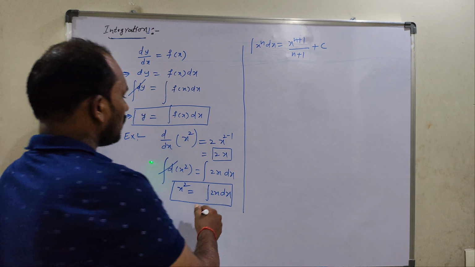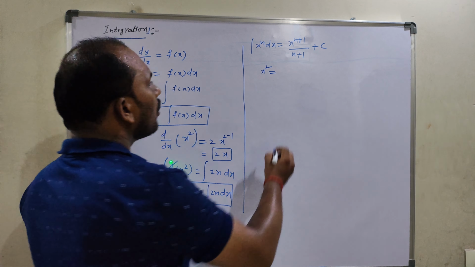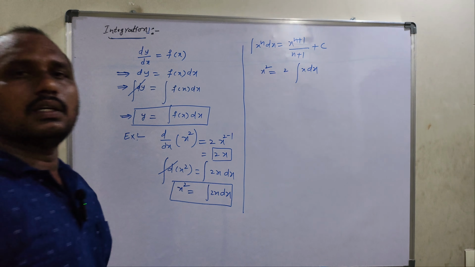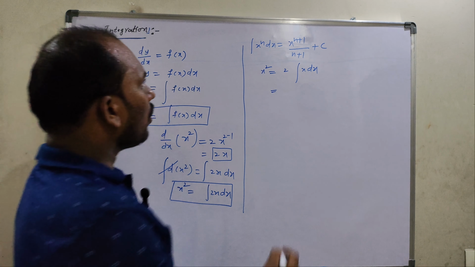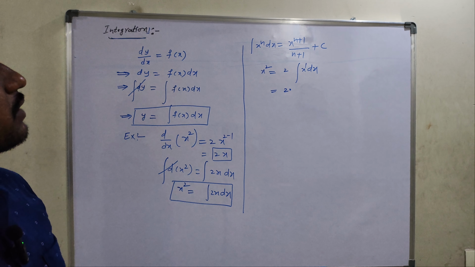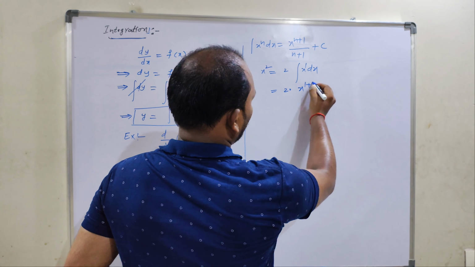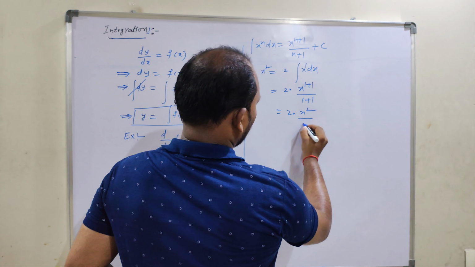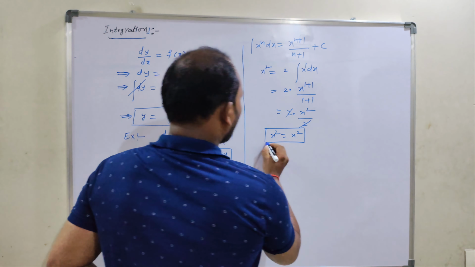Now according to this logic, x square is equal to the integral of 2x dx. 2 is the constant here, so integral of x dx. What do you get here? 2 into x power 1. What is the formula? x power n plus 1 by n plus 1 plus c. Applying that, x power 1 plus 1 by 1 plus 1. So you get 2 into x square by 2. The 2s cancel, so you get x square. I hope you understood.